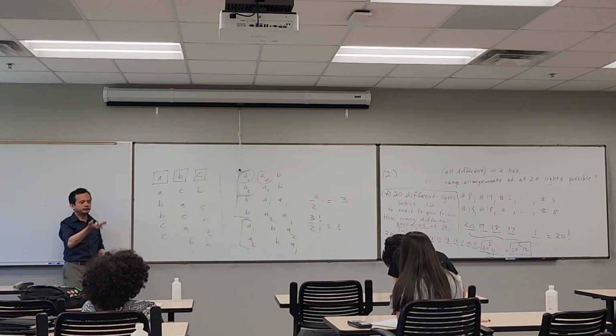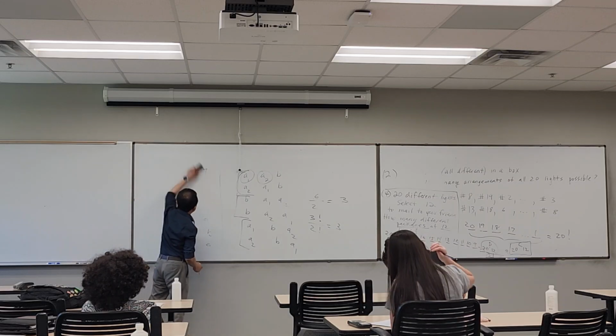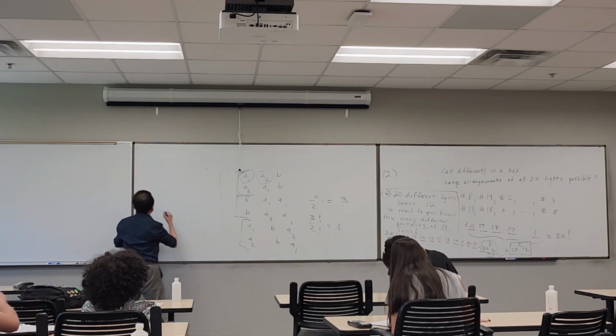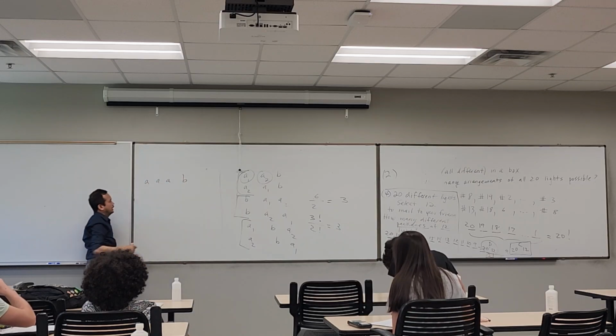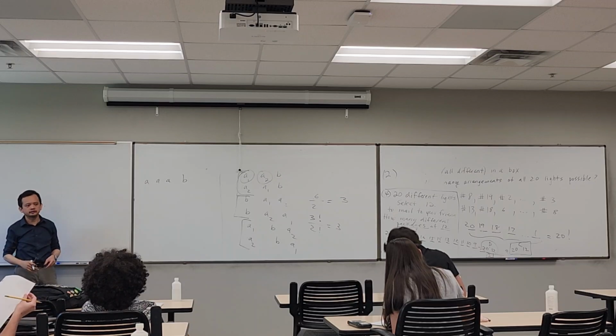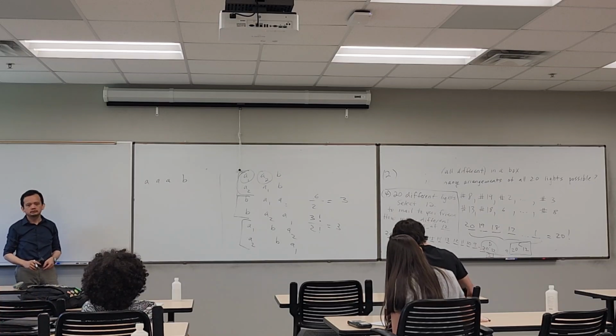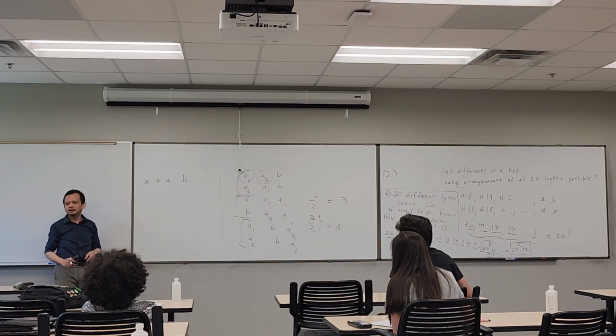Okay, so let's build up from this. So what if you had 3 A's and a B? How many distinct configurations of all 4 tiles do you think are possible? 4. Okay, anybody disagree, agree?